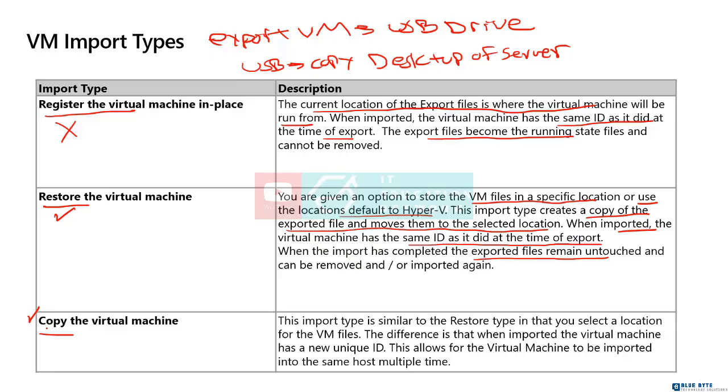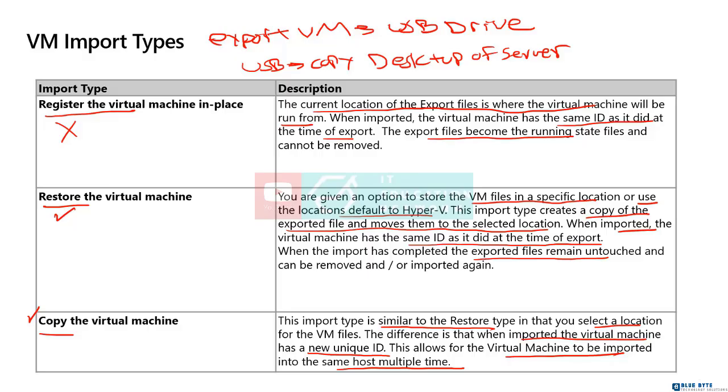The other option is to copy the virtual machine. Now it tells us this is similar to a restore. You select the location of the VM files, but when you import it, the only thing that's different is it generates a new unique ID. What that means is you can import a virtual machine into the same host multiple times.